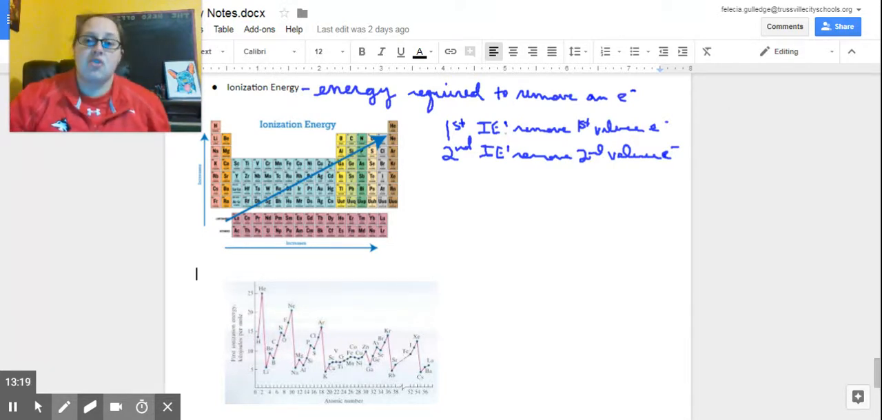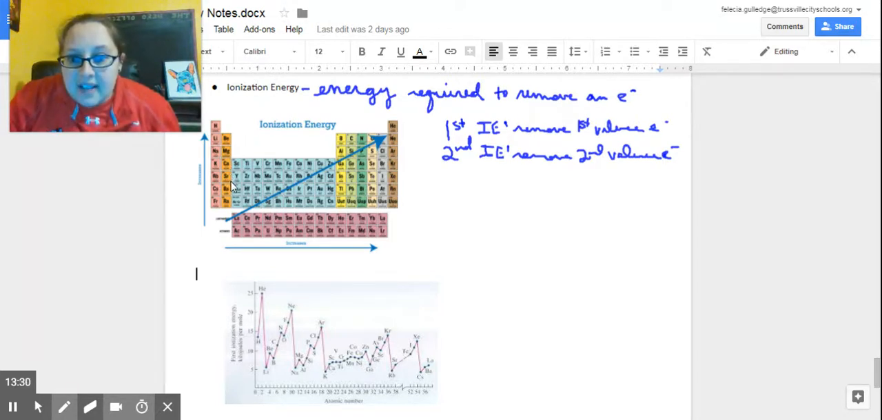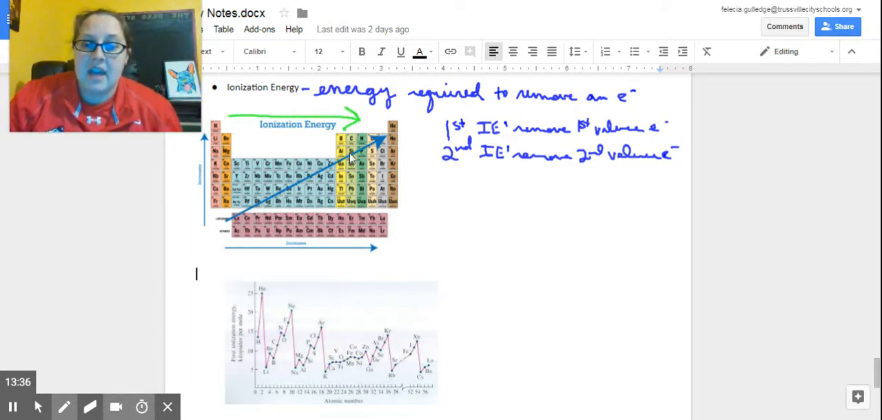Now let's figure out the trend, okay? And if you did the inquiry like you were supposed to, you should have found out that ionization energy increases as I go left to right and decreases as I go down. All right, so ionization energy decreases as I go down and increases as I go left to right.